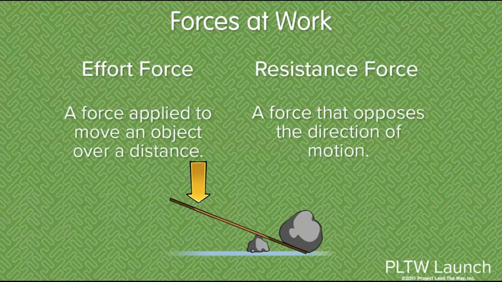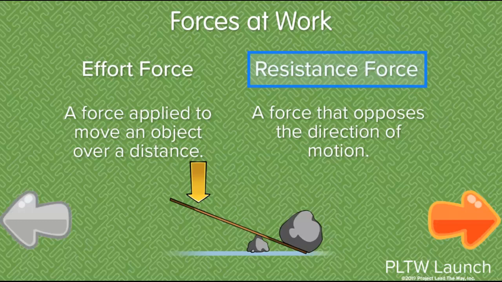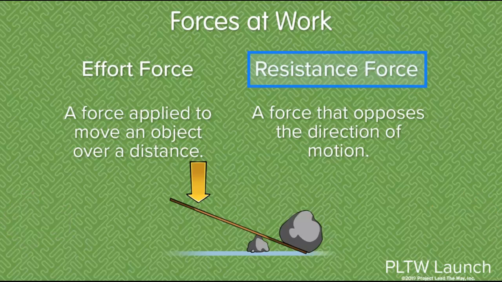The first force is effort force. This is the force applied to move an object over a distance. In this image, the arrow shows where the effort force would be used to lift the rock. The second force is called the resistance force. The resistance force opposes the direction of motion. In this image, the weight of the rock is the resistance force that opposes the direction of motion. It pushes the board down while you try and make it go up.